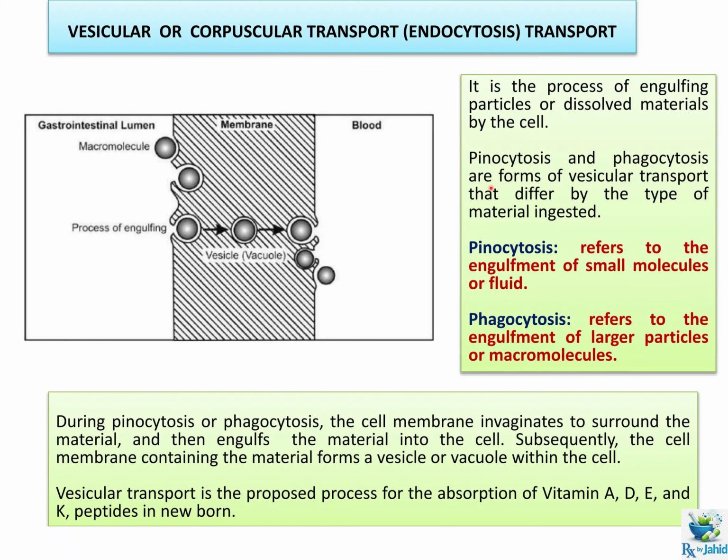Pinocytosis and phagocytosis are forms of vesicular transport that differ by the type of material ingested. So what is pinocytosis? It refers to the engulfment of small molecule or fluid. And what is phagocytosis? It refers to the engulfment of large particle or macromolecule. Okay. So some drugs can be transported by this mechanism, like vesicular transport is the proposed process for the absorption of vitamin A, D, E, K, and peptide in newborns.